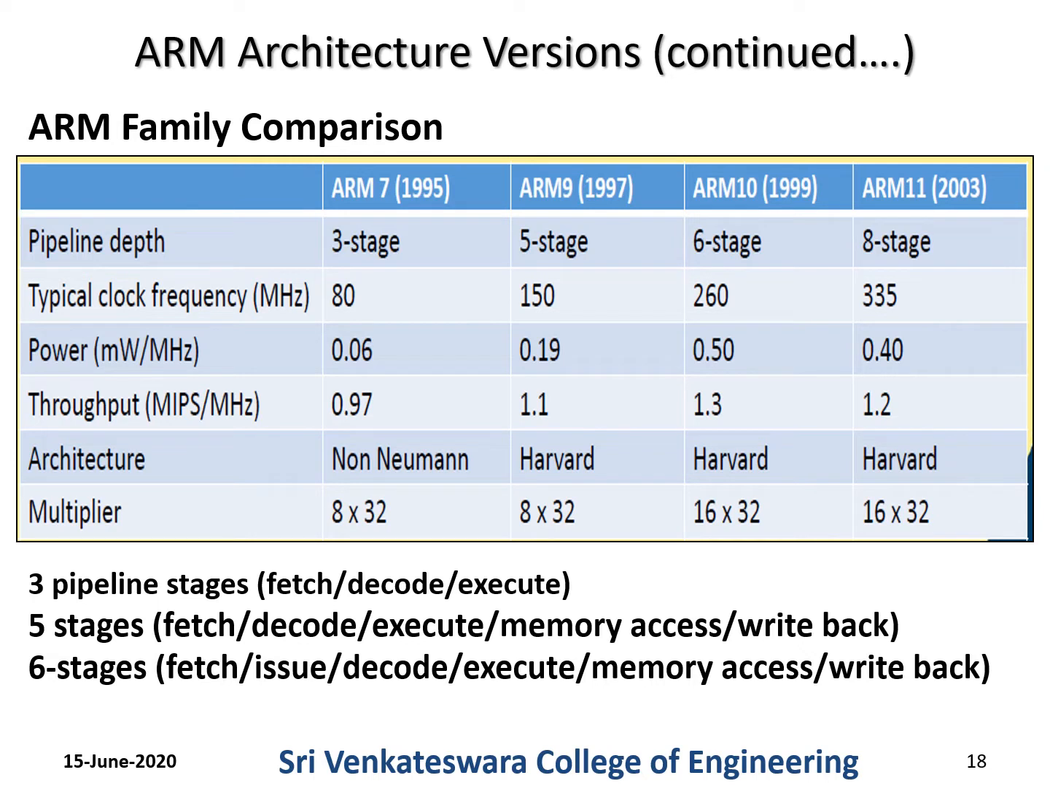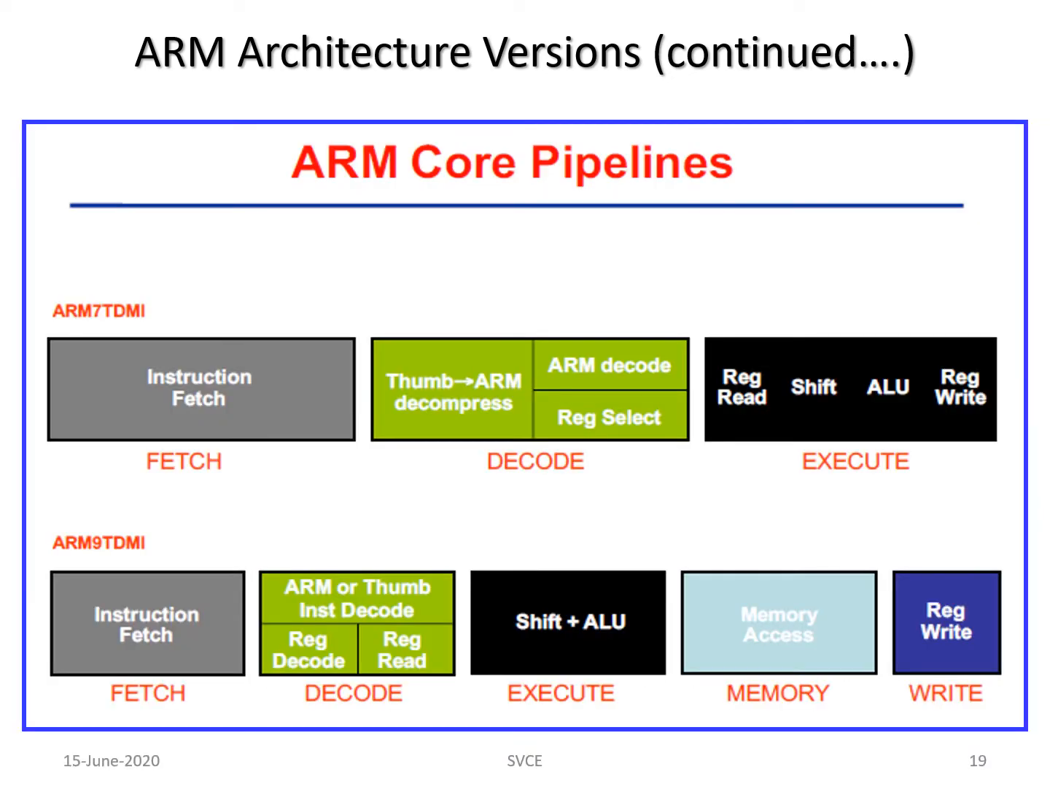And with respect to the multiplier also, there is a difference. ARM7 and 9 have 8x32 multipliers, whereas ARM10 and 11 have 16x32 multipliers. Let us see how the throughput can be increased by increasing the number of stages in the pipeline. Here the pipeline stages of 2 ARM processors are shown: one is ARM7TDMI with a 3-stage pipeline and the ARM9TDMI processor with a 5-stage pipeline.